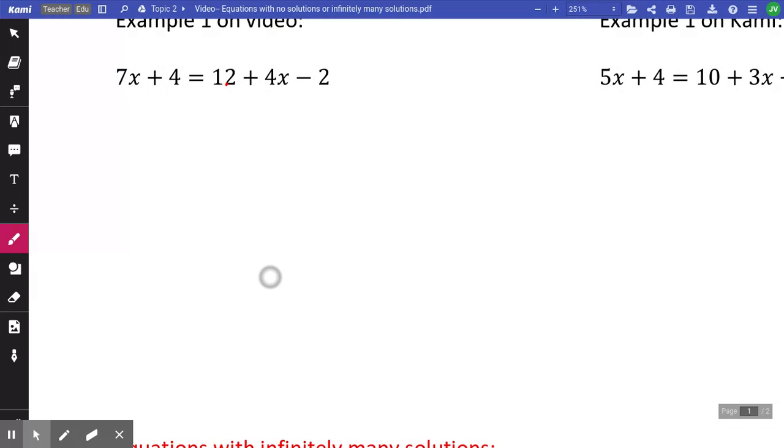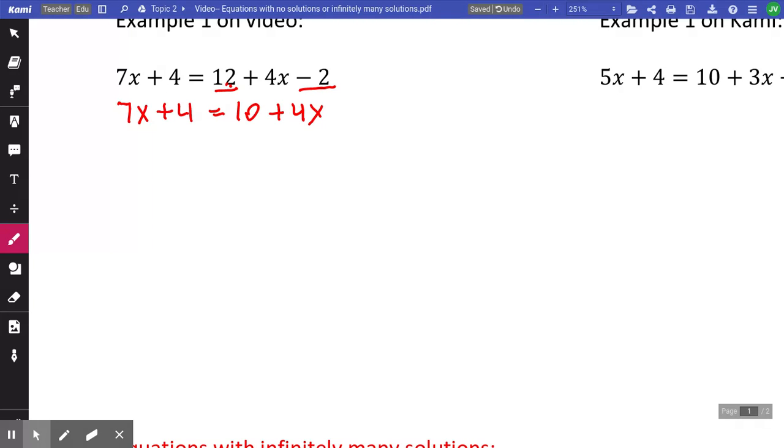Okay, now 7x plus 4 equals 12 plus 4x minus 2. Before I start working, I see if I can combine any terms so I can make my life easier and have shorter expressions. So I see here that 12 and negative 2 can be combined together. So the new equation I get is 7x plus 4 equals 12 minus 2, which is 10, plus 4x. Now I can't combine anything else, so I'm going to start canceling.